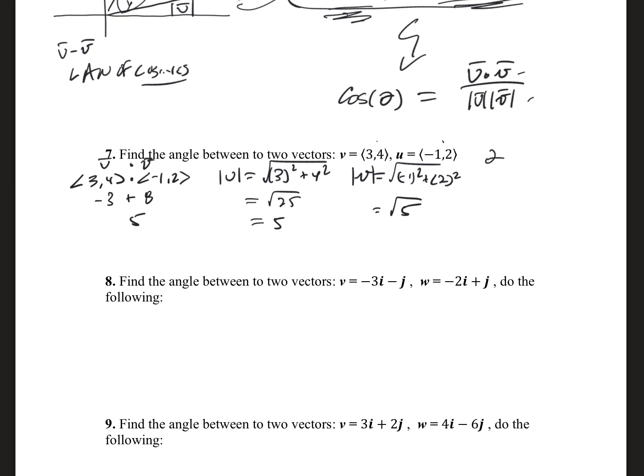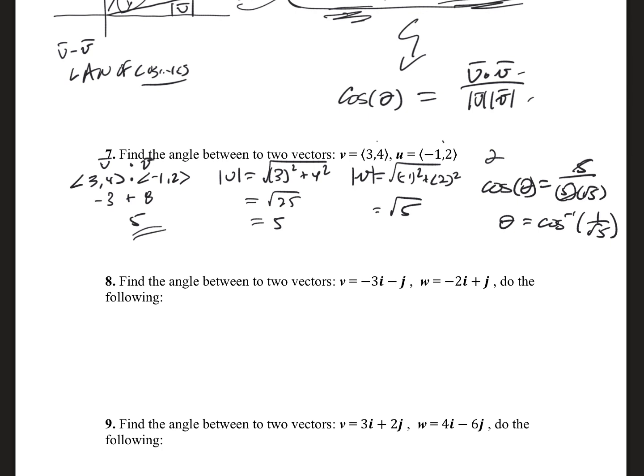And so what we end up having then is that the cosine of theta is equal to my dot product, 5, over the magnitude of each one of these. There's a cancellation, but to cut to the chase, the angle that I'm looking for is the inverse cosine of 1 over the square root of 5. And I'm not going to bother rationalizing the denominator in this case, because we're just trying to find the angle there.